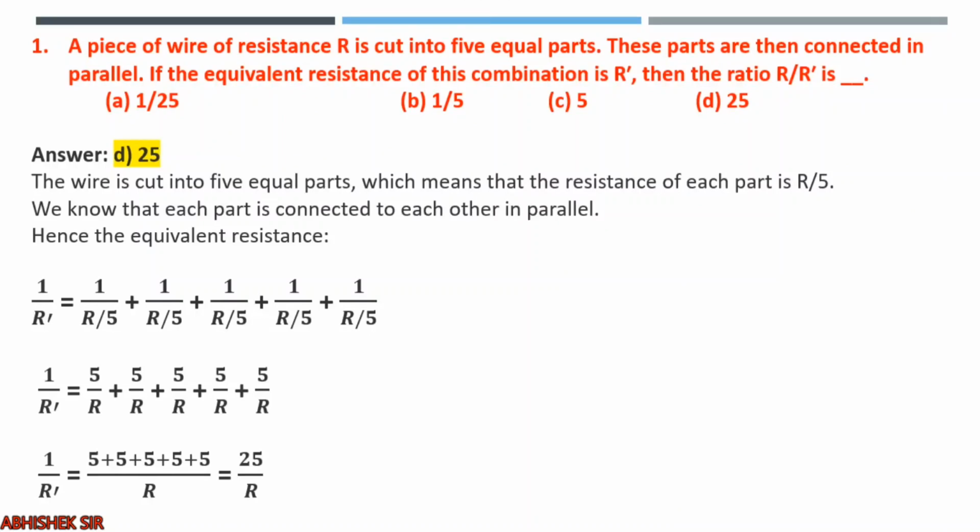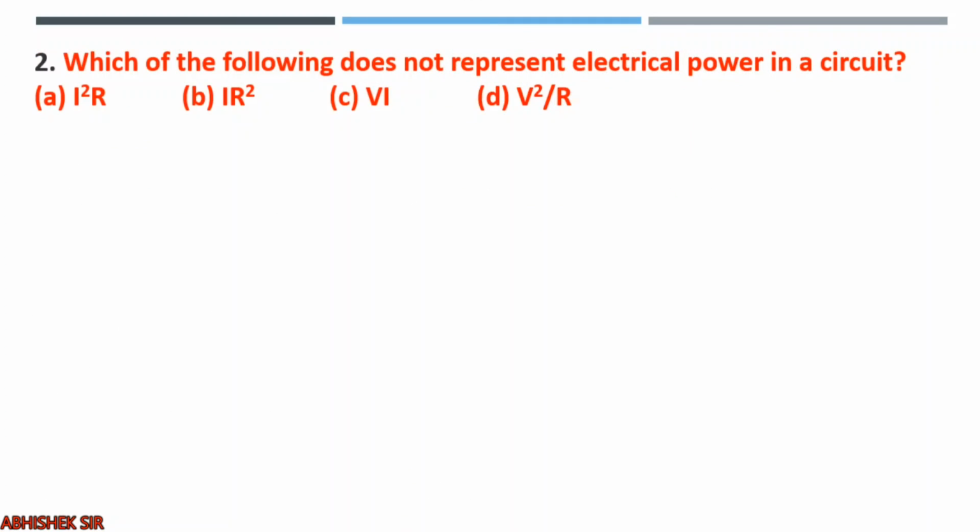Now in the question, if you see carefully, we have been asked the ratio of R to R dash. So we will take this R over here on the other side, so it will become R by R dash. Here only 25 will remain. So this will be our answer. Okay. Moving on to question number 2.